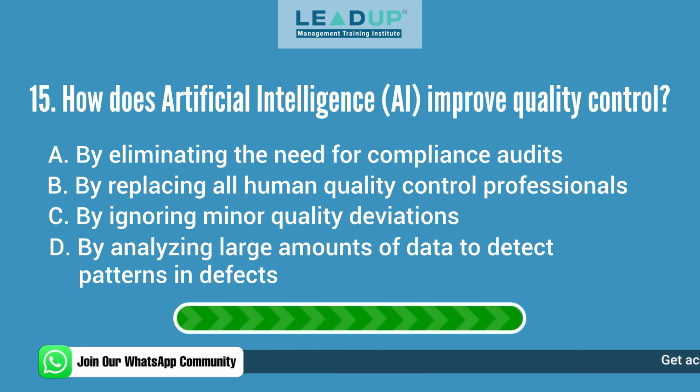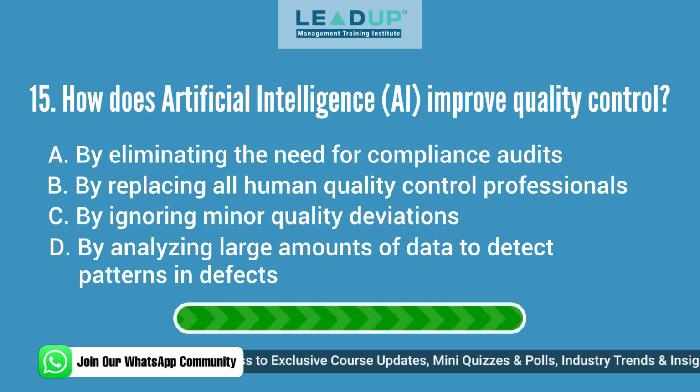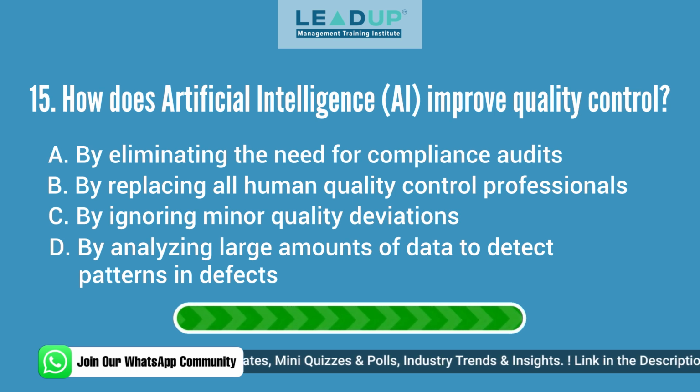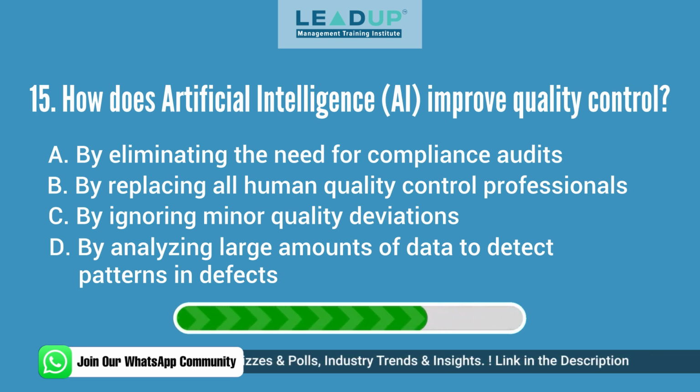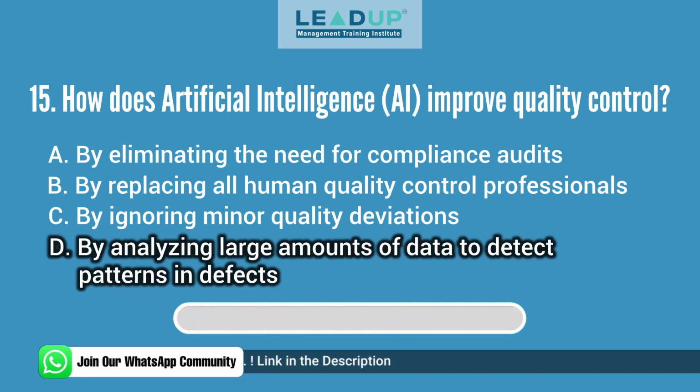Question 15. How does artificial intelligence, AI, improve quality control? A. By eliminating the need for compliance audits. B. By replacing all human quality control professionals. C. By ignoring minor quality deviations. And D. By analyzing large amounts of data to detect patterns in defects. The answer is by analyzing large amounts of data to detect patterns in defects.